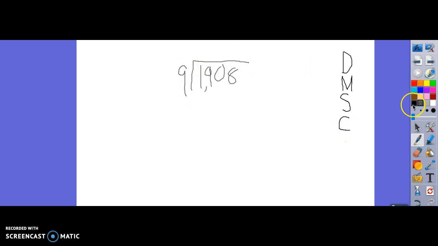Okay, same steps as always. Ask yourself, can I take one cupcake and break it evenly among 9 people? No. Could I do 19? Sure. Which multiple of 9 is closest to 19? 18. How do I get that? 9 times 2 is 18. Subtract that. 19 minus 18 is 1.